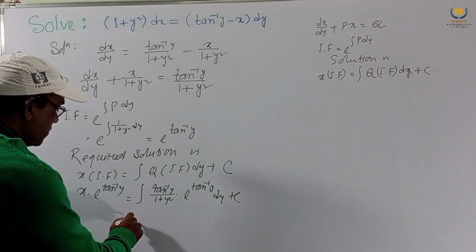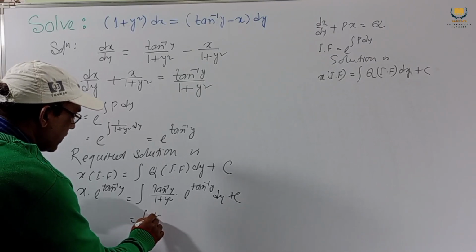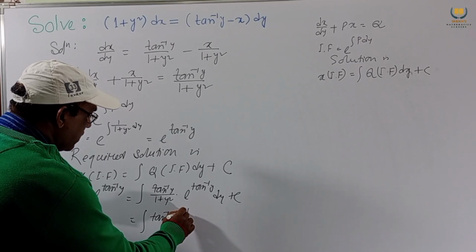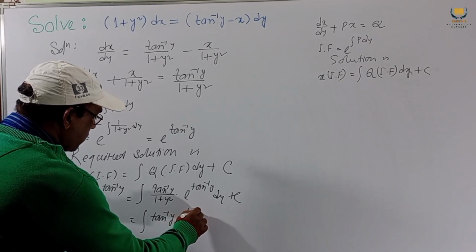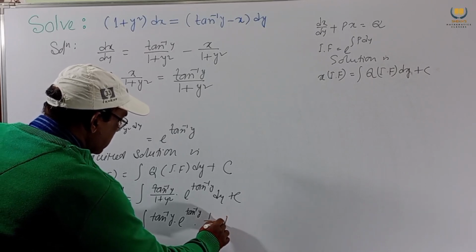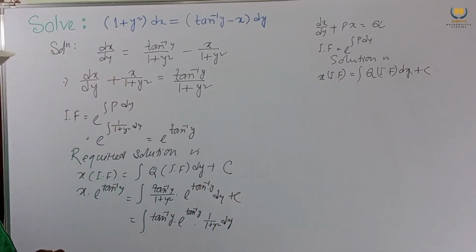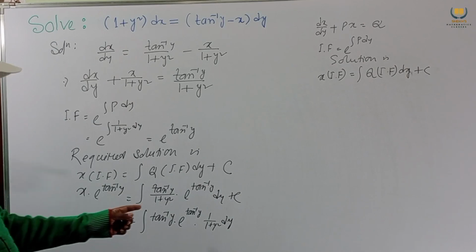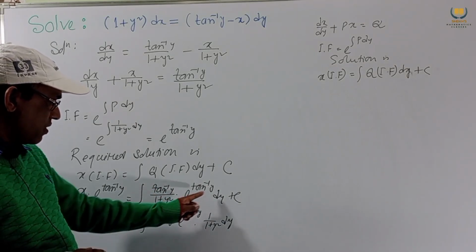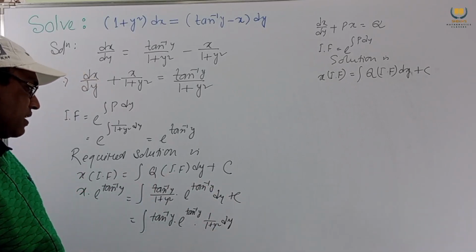Now we separate this one: tan⁻¹y into e to the power tan⁻¹y into 1 by 1 plus y² dy. We just arrange this: tan⁻¹y first, this is second, and 1 by 1 plus y² last.